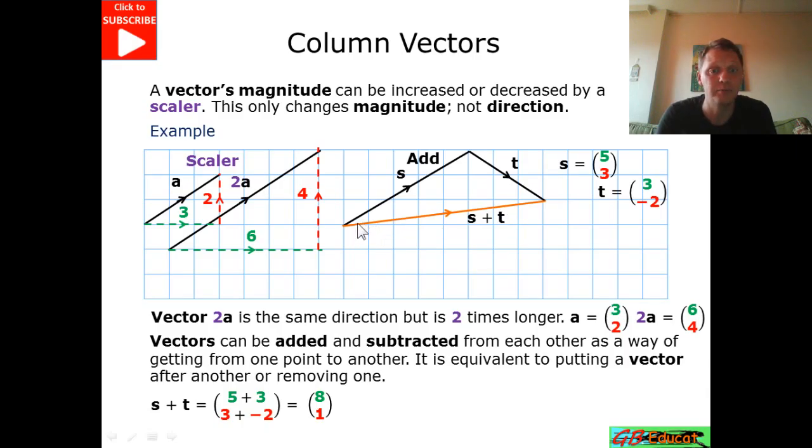And I can confirm this because to get from this point to this point will be 1, 2, 3, 4, 5, 6, 7, 8 across. So 8 works, and then 1 up. So positive 1 would be underneath.